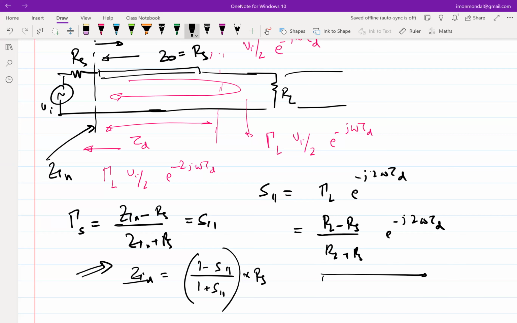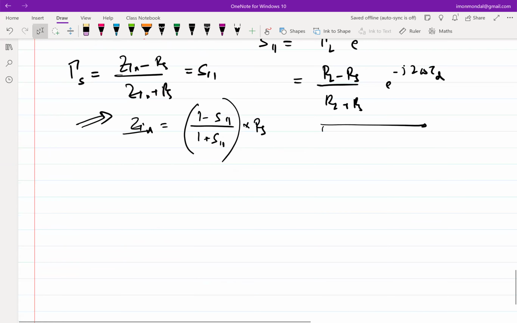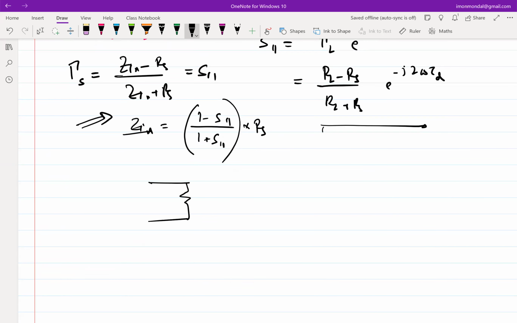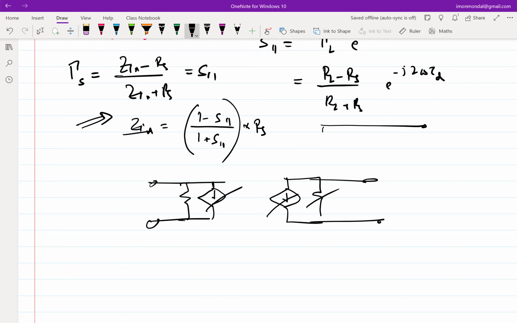This is your generic two-port. You assume that this is 0, this is 0, this is 0. Then it doesn't matter whatever you connect here. It's not going to affect the input side.